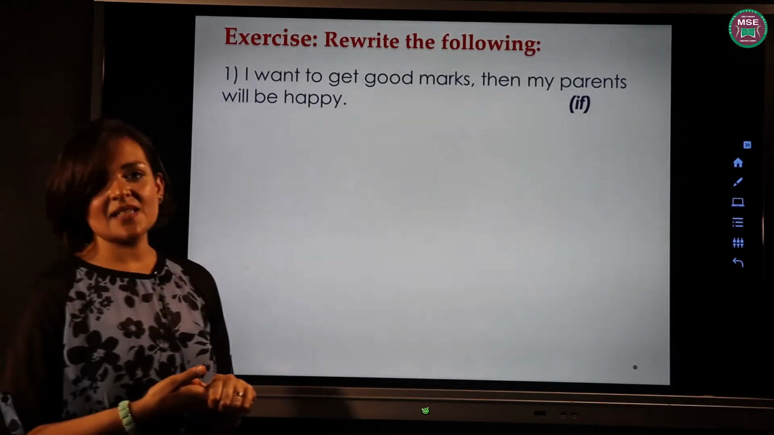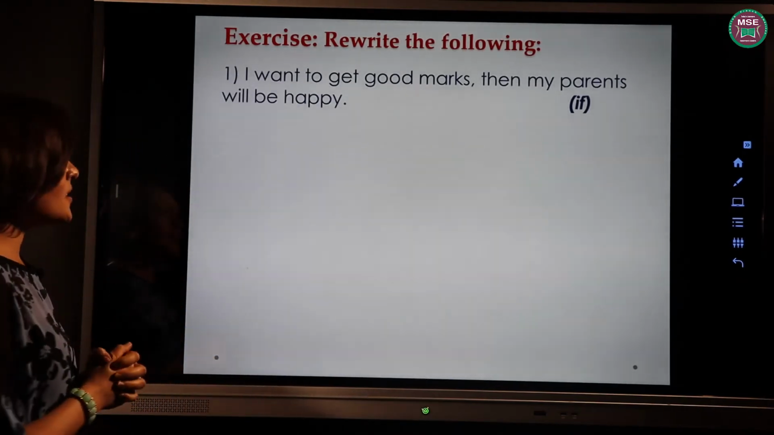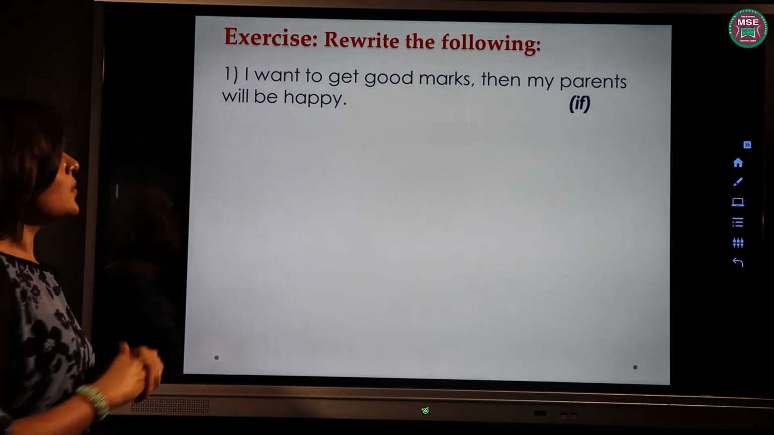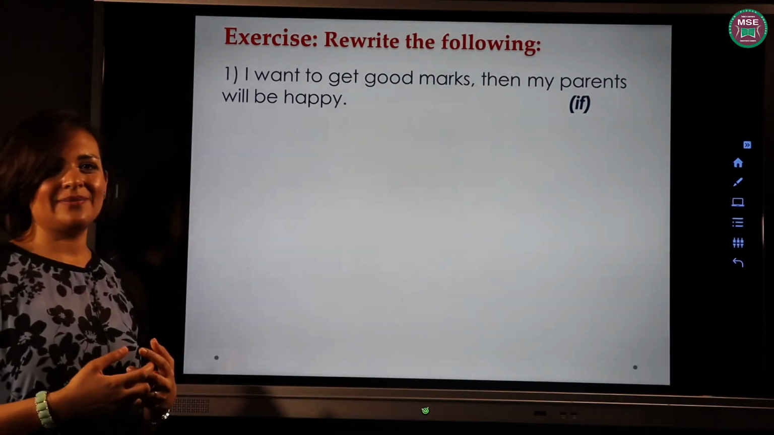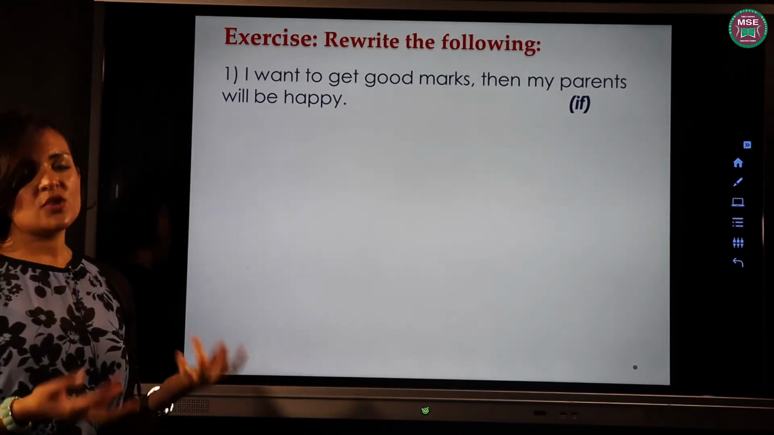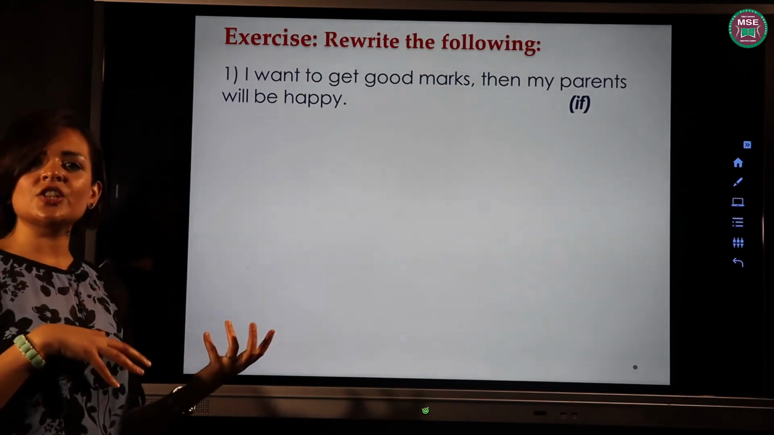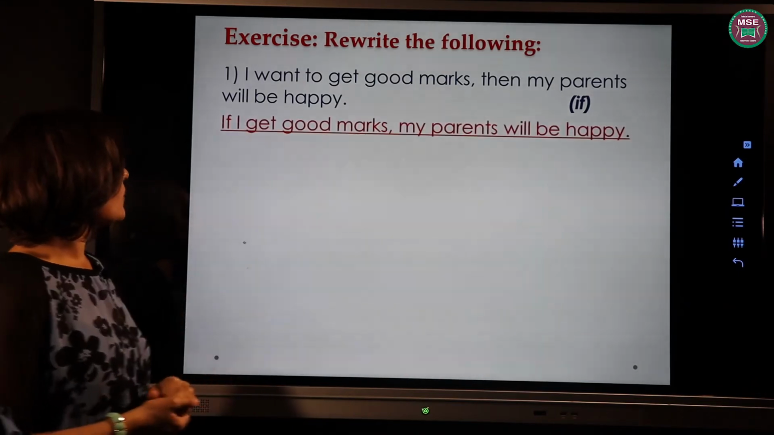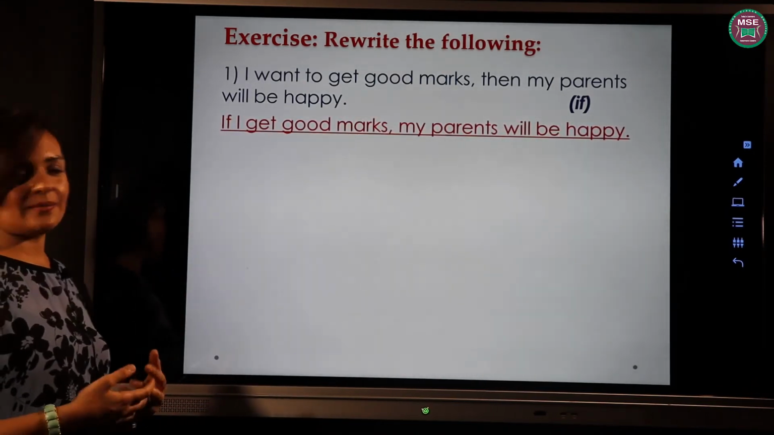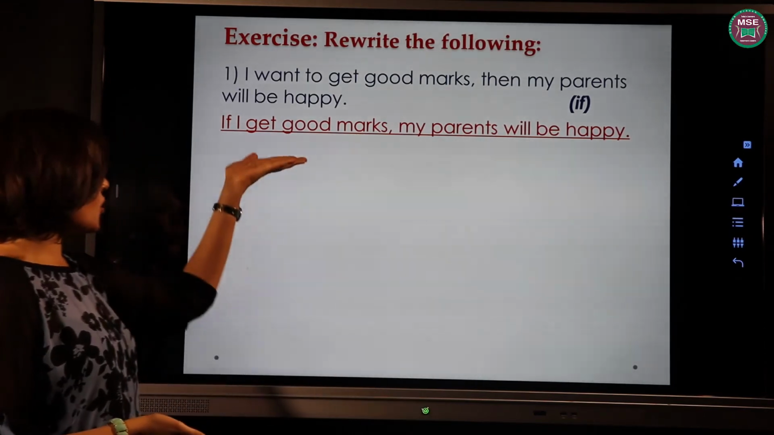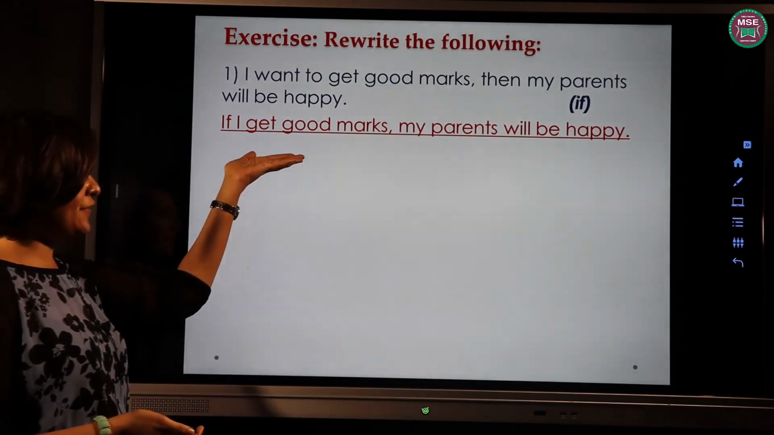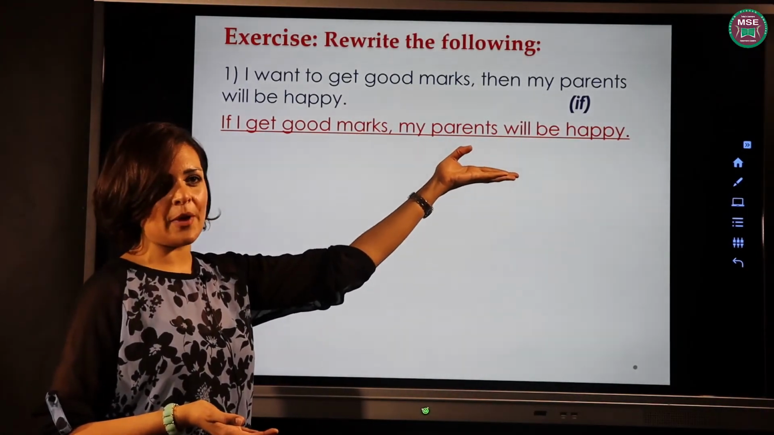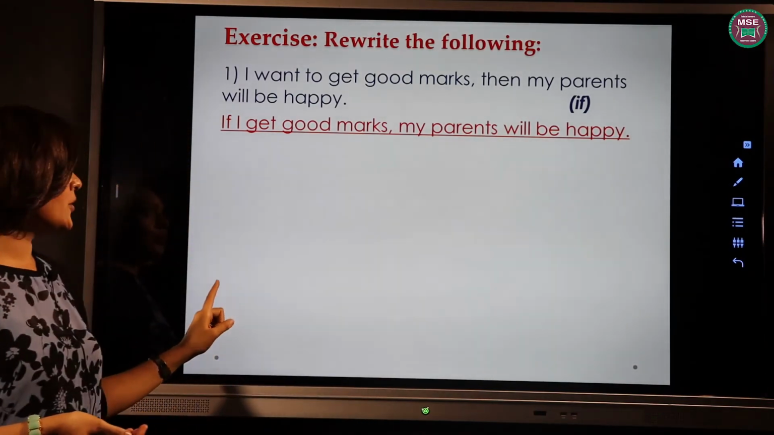Let's see this exercise together. Think about the answer. I will leave you 1 minute. I want to get good marks, then my parents will be happy. It's a real situation. So which conditional will we use in that case? For sure the first conditional. So it will be, if I get good marks, my parents will be happy. I start here with present simple in the if part, and the result, which is very possible to happen, my parents will be happy, will be in the future.